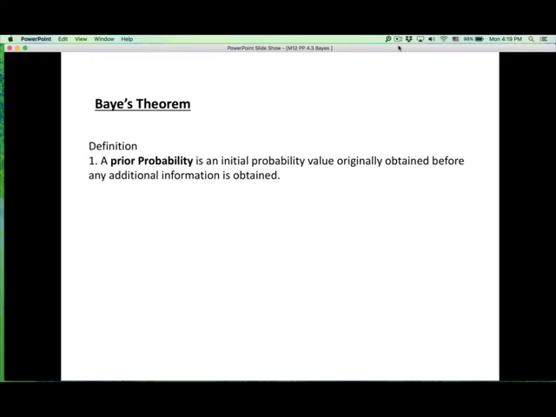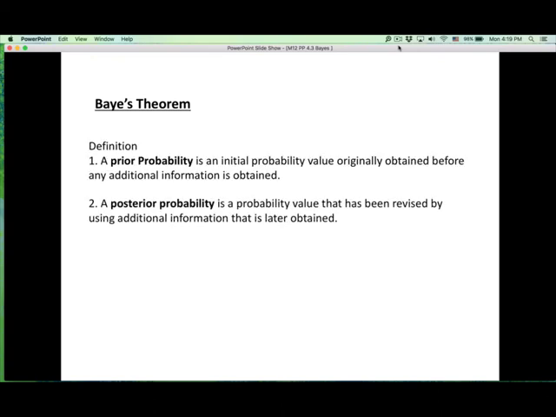Bayes theorem. Look at the definition. We have two types of probability. One is the prior probability, the initial probability value originally calculated before any additional information is obtained, just like what we covered in the previous session: basic probability, addition rule, or multiplication rule. These are all prior probability. The second type is the posterior probability, the conditional probability assigned after relevant evidence or background is taken into account. This is also called the Bayes theorem.